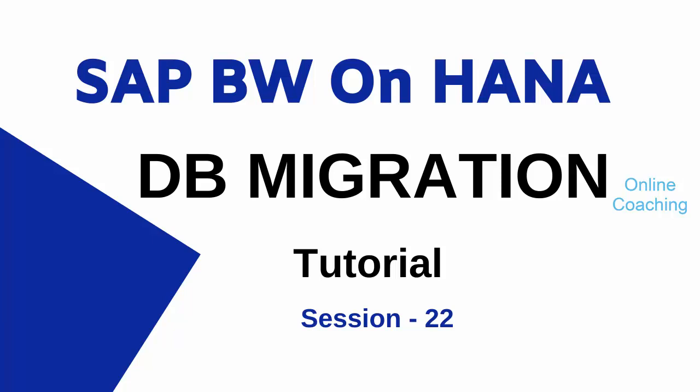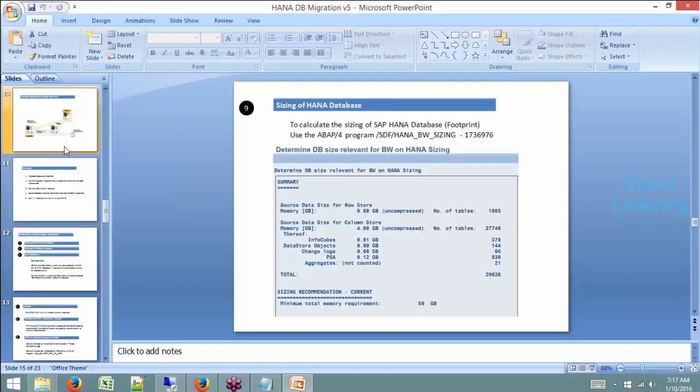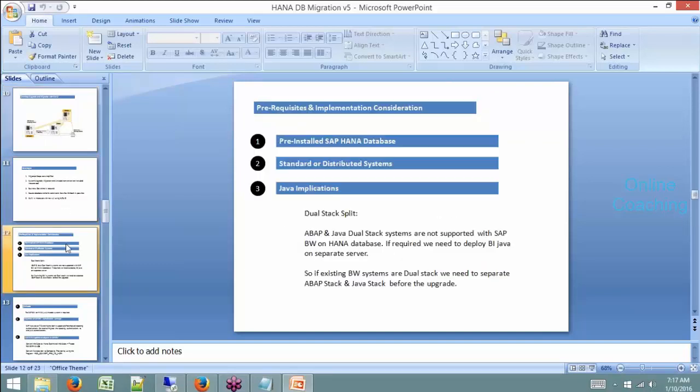In the last class, we have been seeing about migration of BW from relational database to HANA database. It is what we consider as lift and shift. You're just lifting the data from one database and transferring it to another database. You're not converting it, okay? And we have seen multiple options of installing a new system and in-place migrations with the DMO. And then we've seen some considerations.